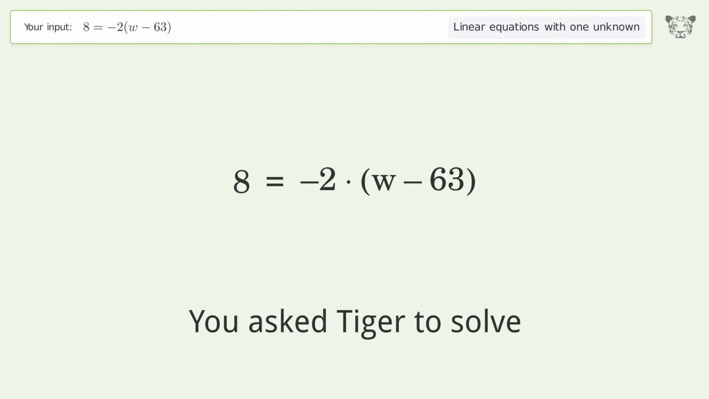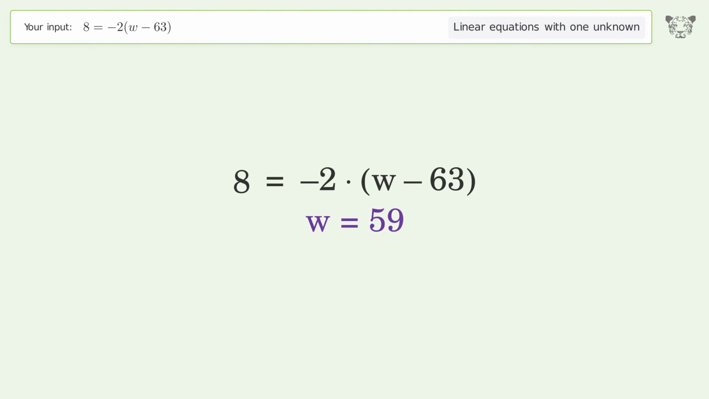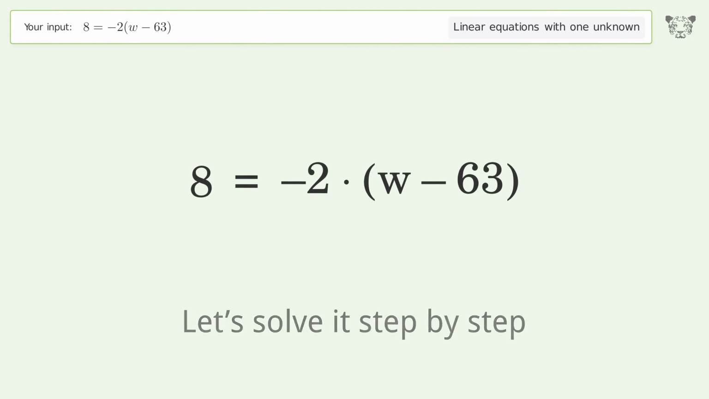You ask Tiger to solve this. This deals with linear equations with one unknown. The final result is w equals 59. Let's solve it step by step.